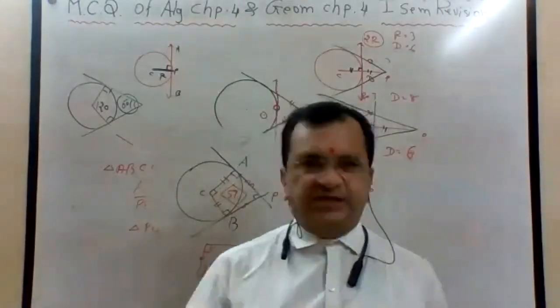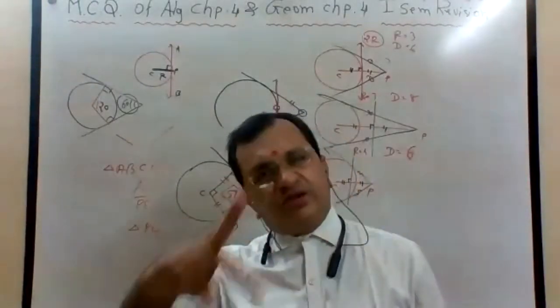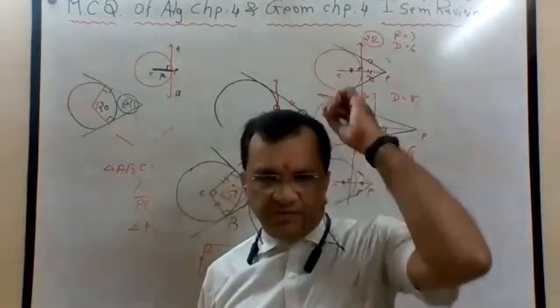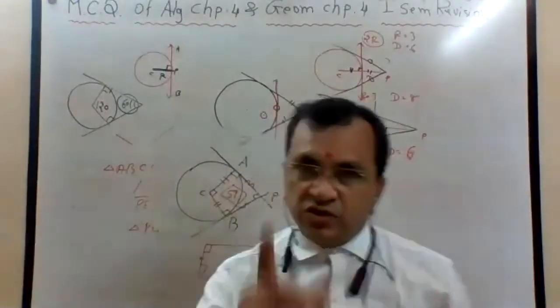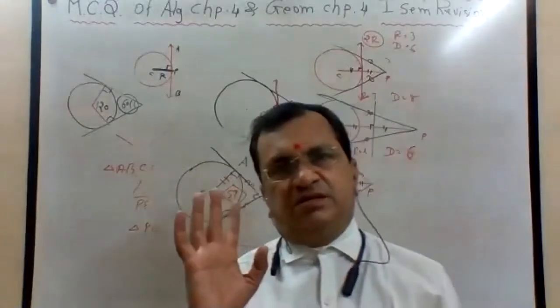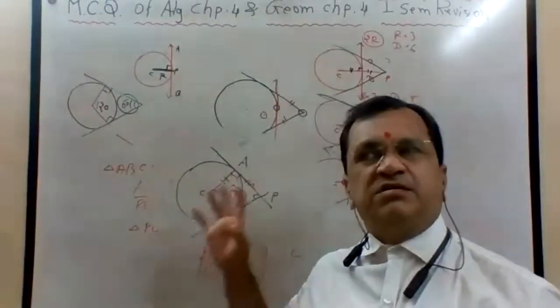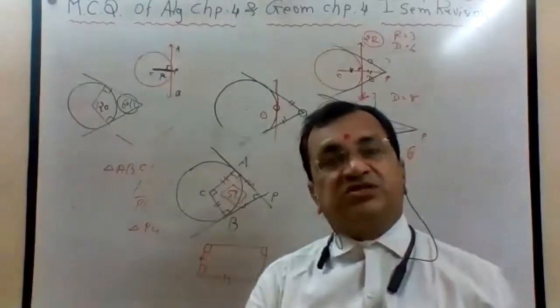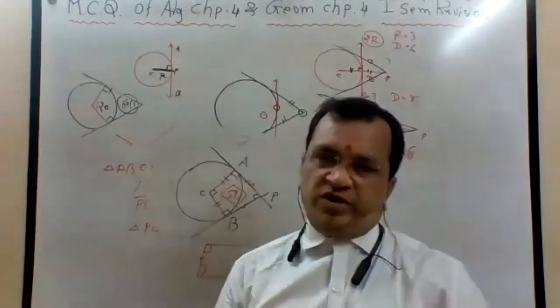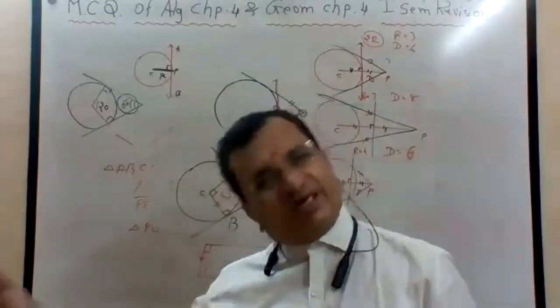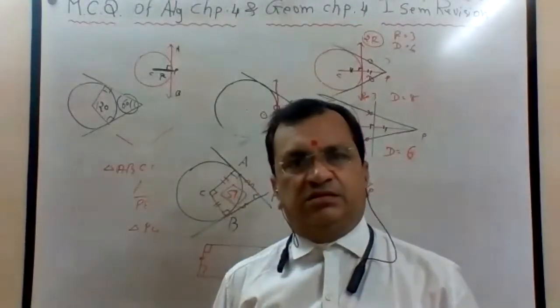So when the central angle is 90 and you are drawing two tangents, or the angle between two tangents is 90, at that time the quadrilateral formed is always a square. Don't write anything else. You can't write rhombus even, because in a rhombus only sides are equal. Here sides are equal, angles are equal, so 100% it is only a square. Square is a rhombus, but rhombus is not a square. Square is a rectangle, but rectangle is not a square.